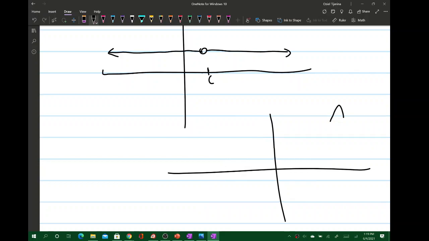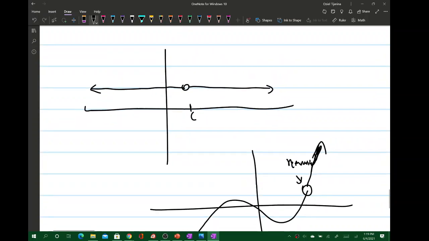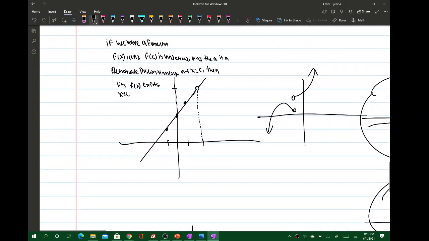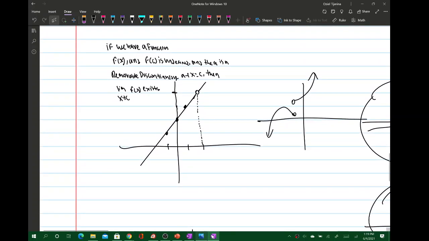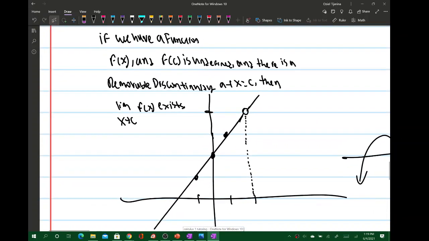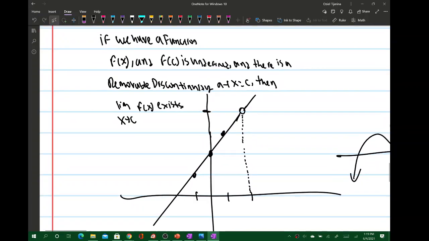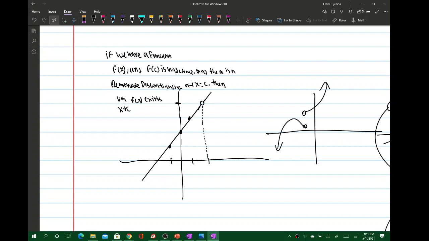Basically, where there is a hole at a certain x value where the function is undefined. This is a removable discontinuity. So it looks like a function, but at a certain point it is undefined. Now, when it is a removable discontinuity, like I said, then the limit as x approaches c exists. That is if we have a removable discontinuity, okay?